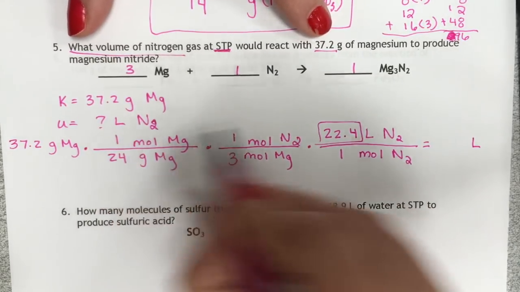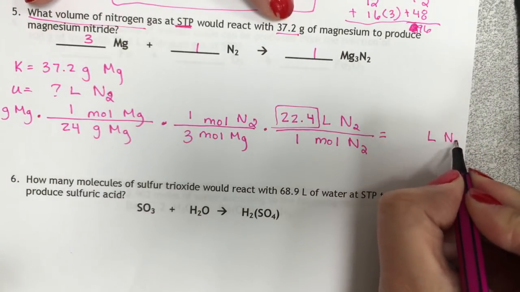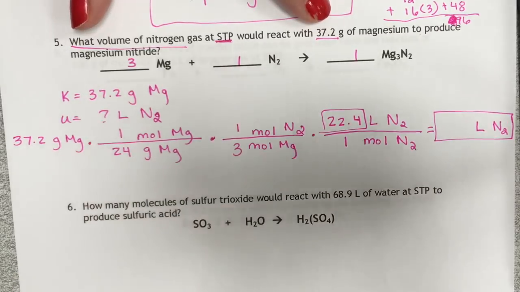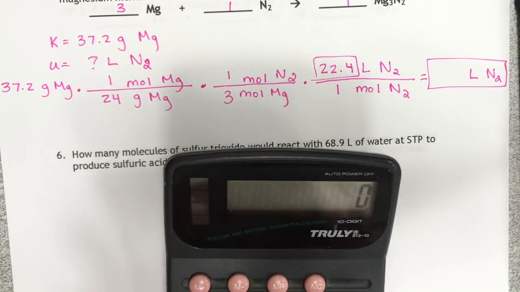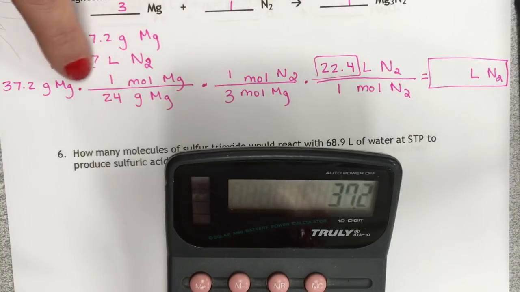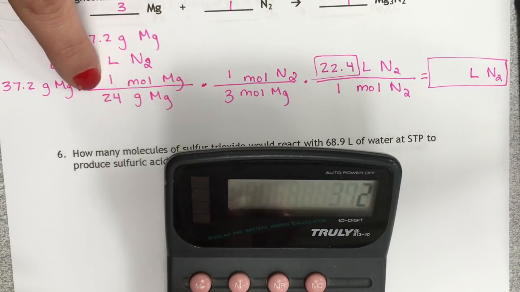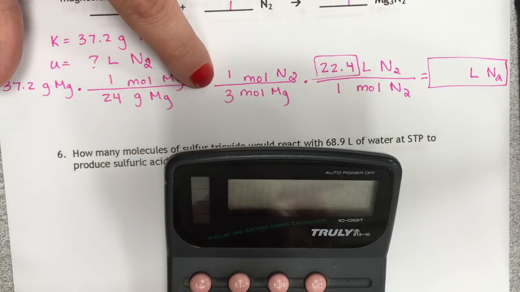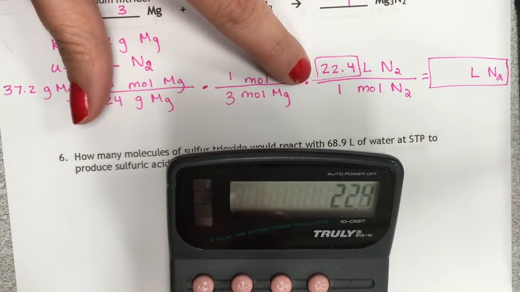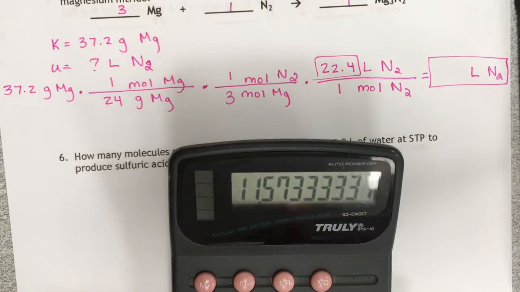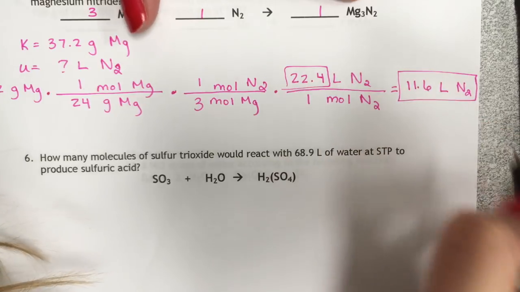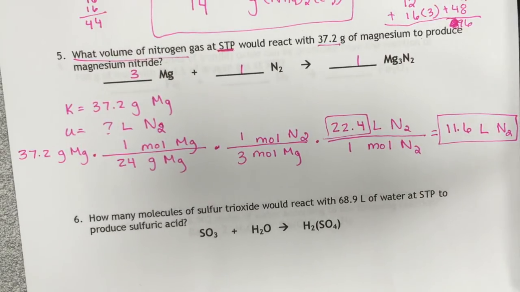The question's asking for liters of nitrogen gas. We're here at liters of N2. So whatever we calculate is our answer. So we just take our handy dandy calculator and we do 37.2 divided by 24 divided by 3 times 22.4 equals about 11.6, we'll say. 11.6. That's it. So easy.